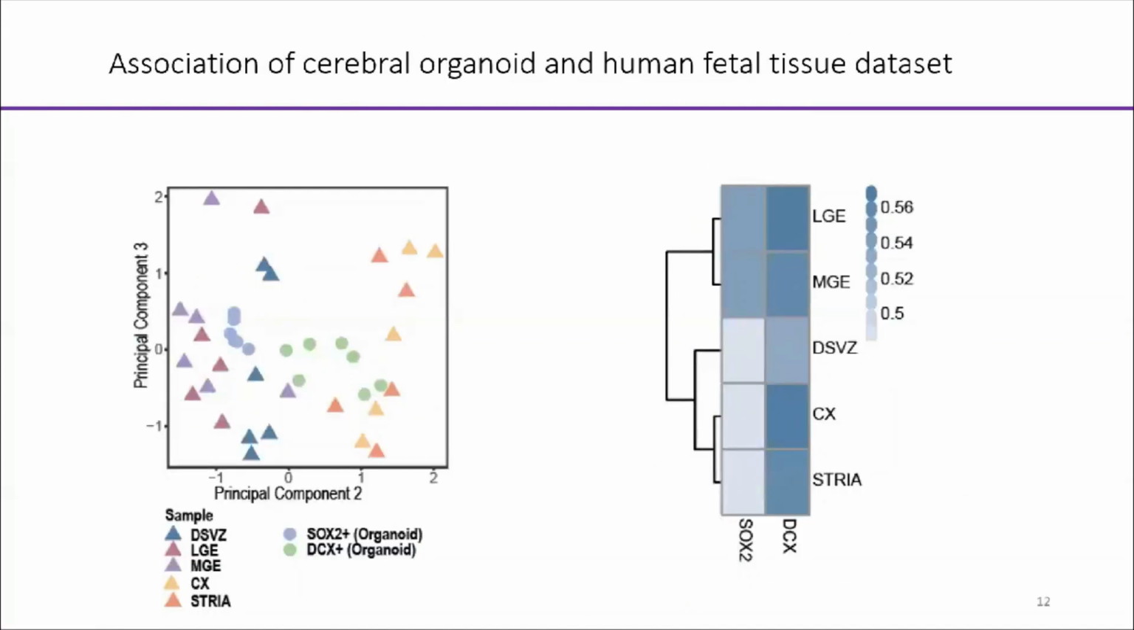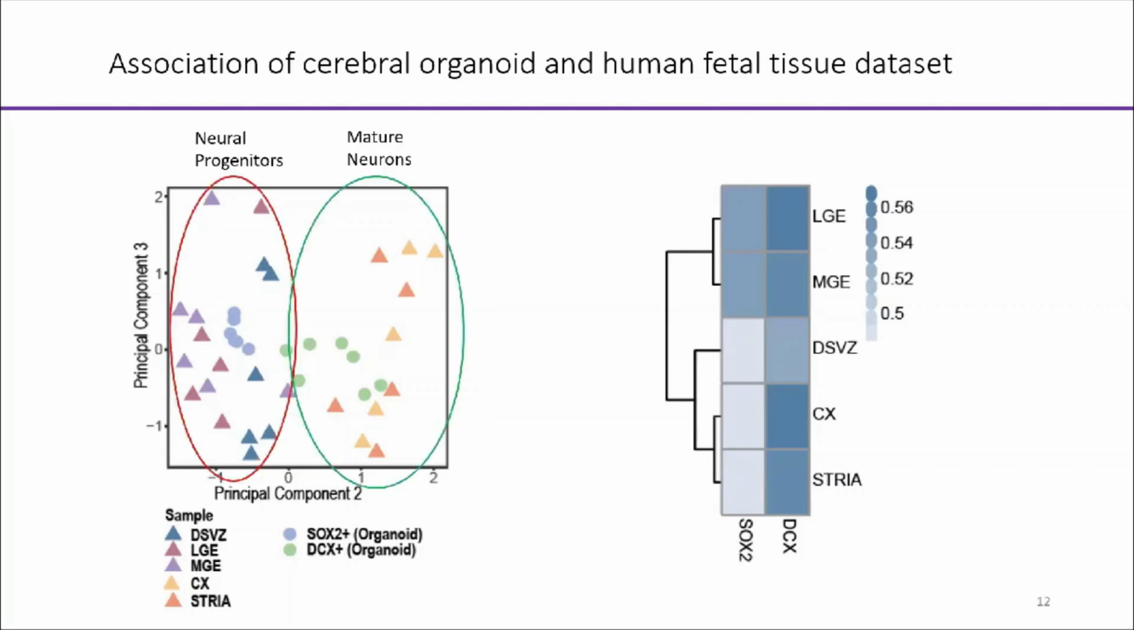By doing a principal component analysis between our two datasets, we observed that the first component separated samples by dataset, while principal components 2 and 3 separated the fetal brain regions into neural progenitor regions and neuronal regions. In these dimensions, we saw that the organoid-derived SOX2-positive and DCX-positive populations were clustering amongst the fetal progenitor and neuronal regions, respectively.